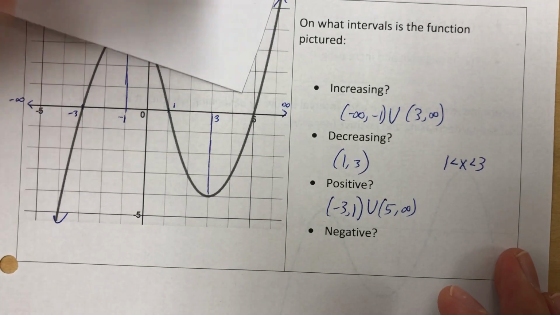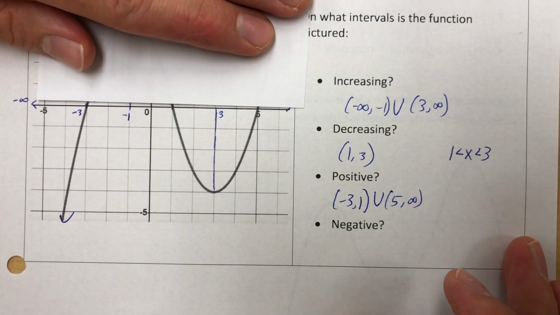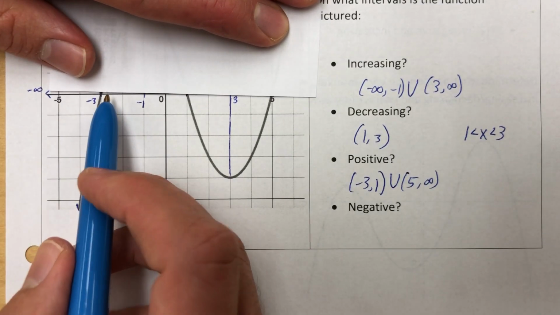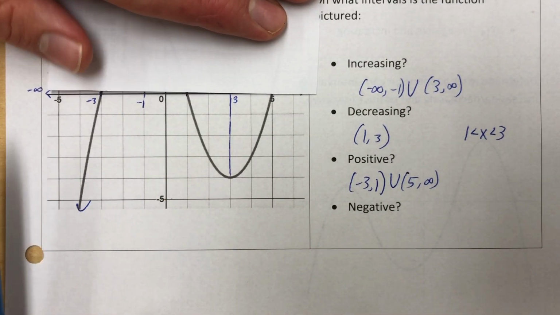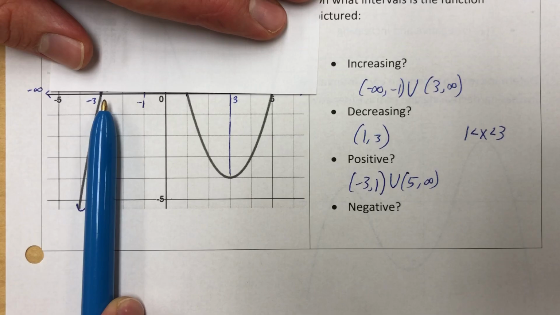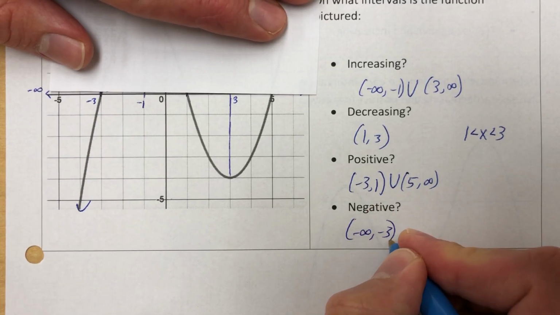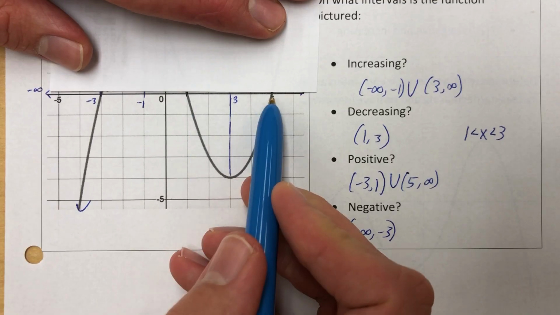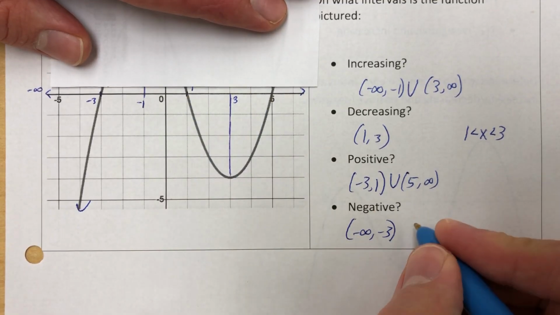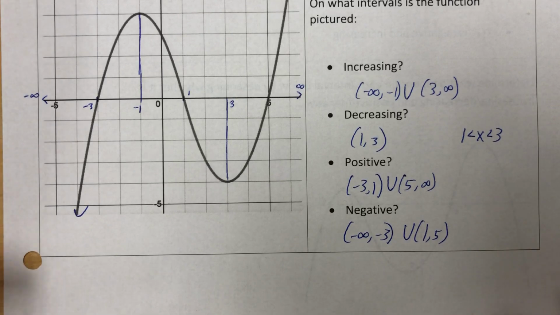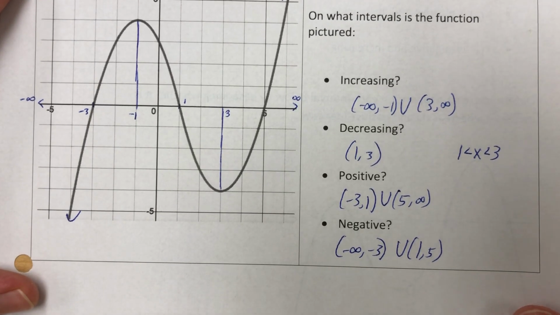Okay, the negative ones. Well, that would be this piece and this piece. So, let's go from left to right: negative infinity to negative 3, and then from here to here, it would be from 1 to 5. So union 1 to 5. There we go. All right, I'm going to flip this paper over, and we'll do a couple more.